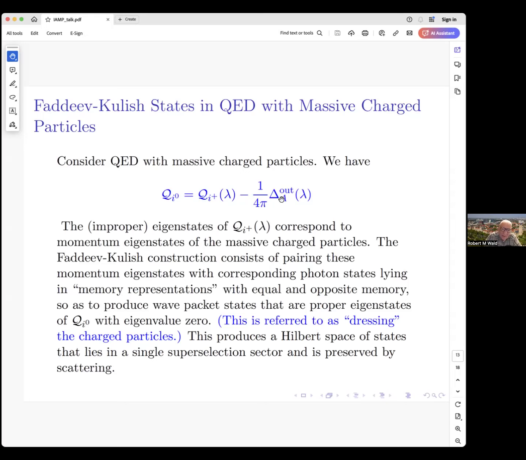which can be of arbitrarily low energy, but they have to have this asymptotic infrared behavior. Adding these states to the states you want to consider of the massive charged particles is what's referred to as dressing the charged particles.